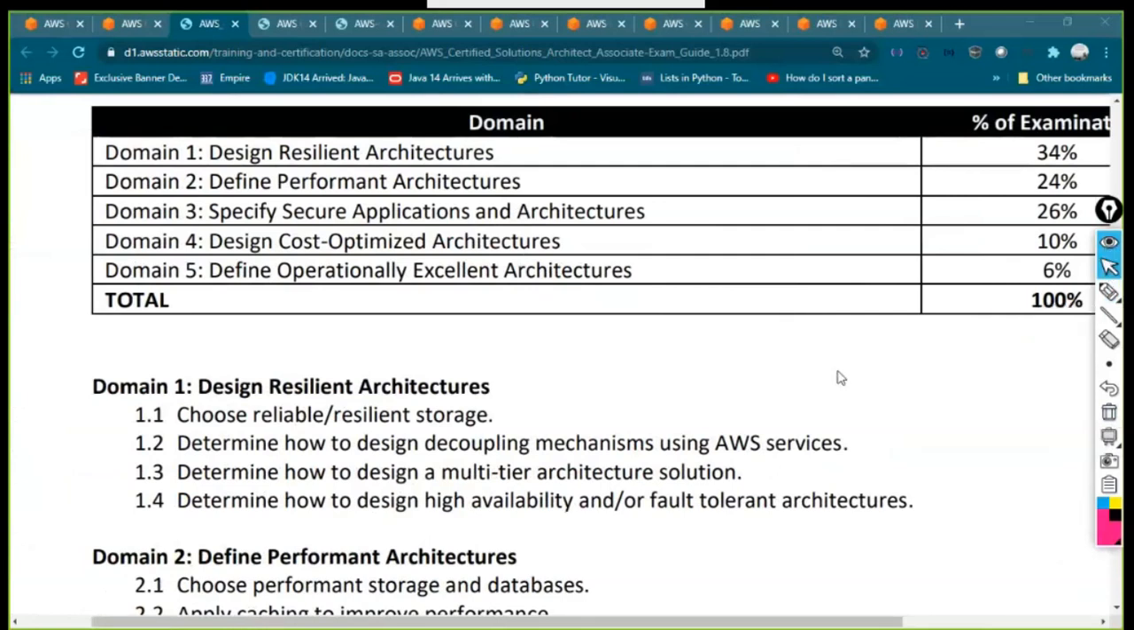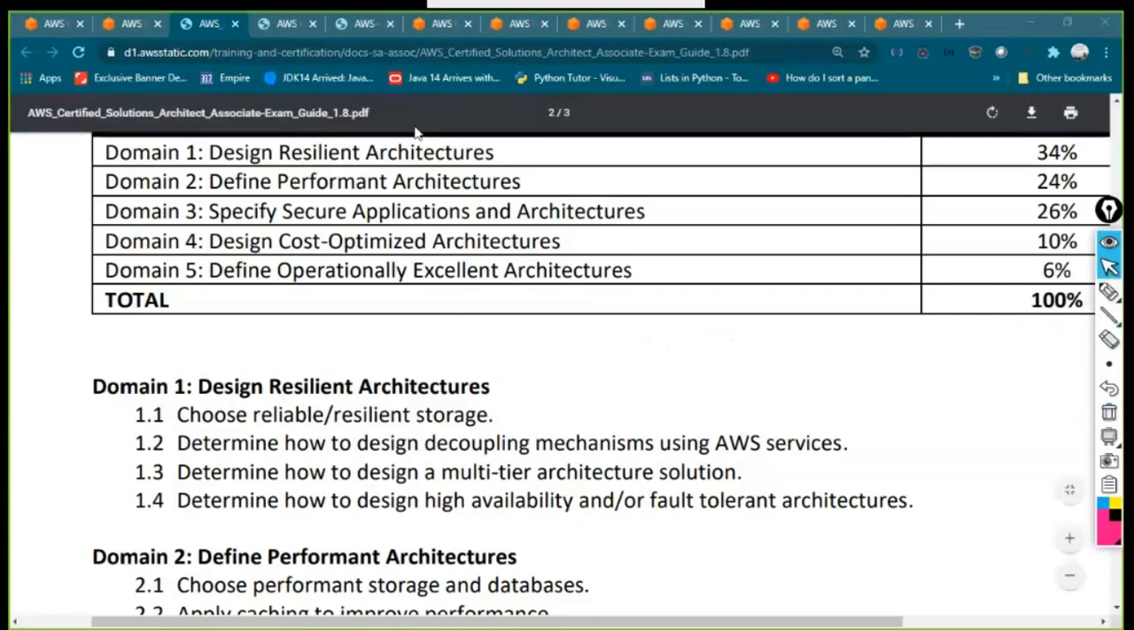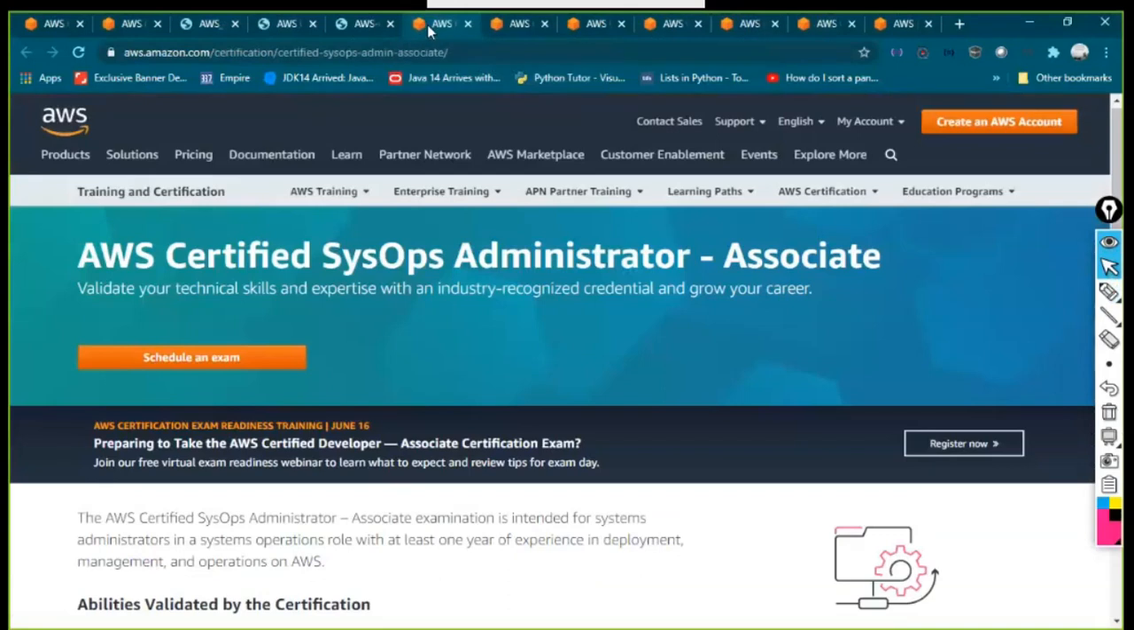I'm sorry, C02. C01 seems to be easier, but it's not that easy. But compared to C02, C01 is slightly easier. Even though we have only 4 domains in C02, the complexity levels are higher when compared to C01. Is that clear? So you can go to these portals and start learning about each and every certification as and when you find time.